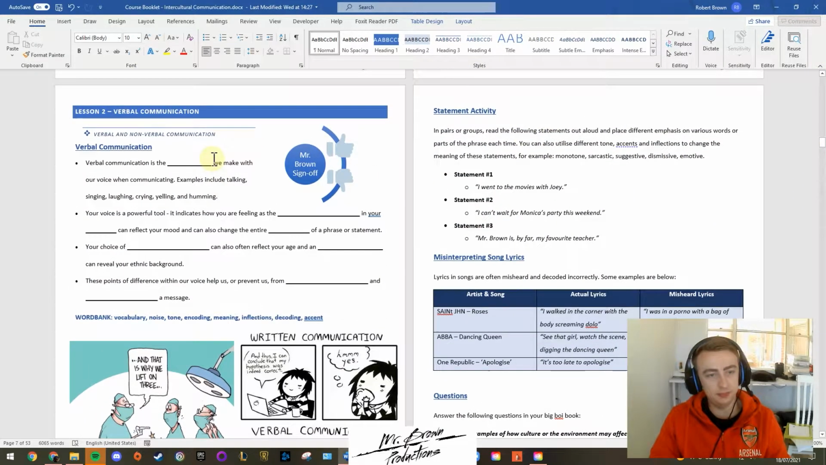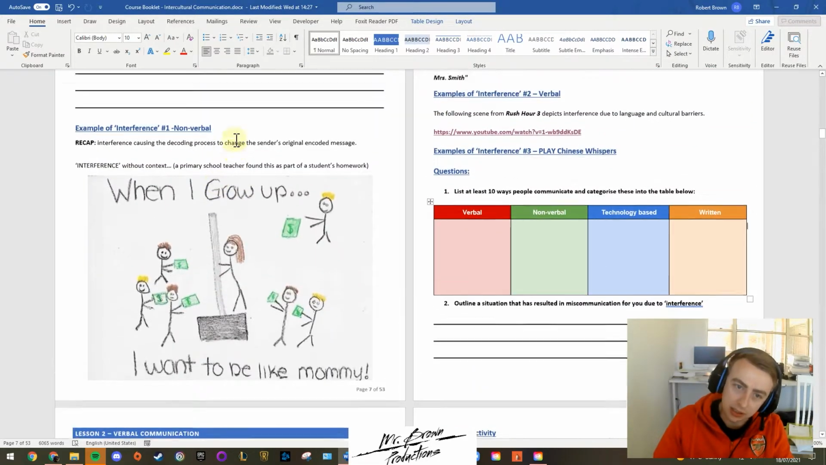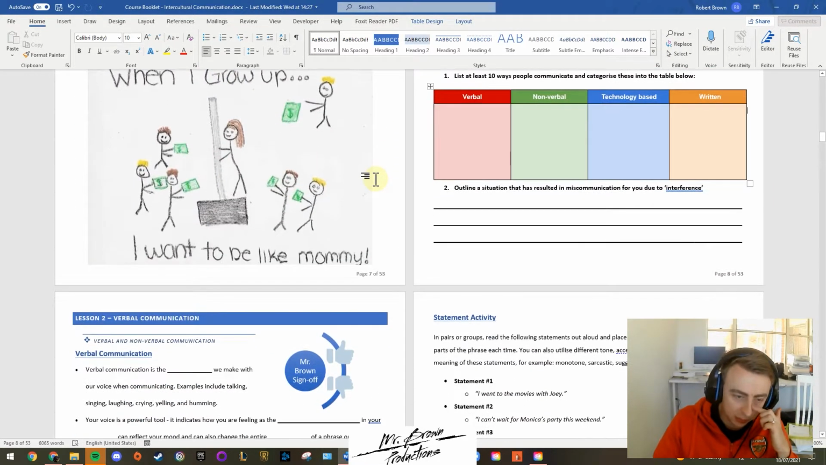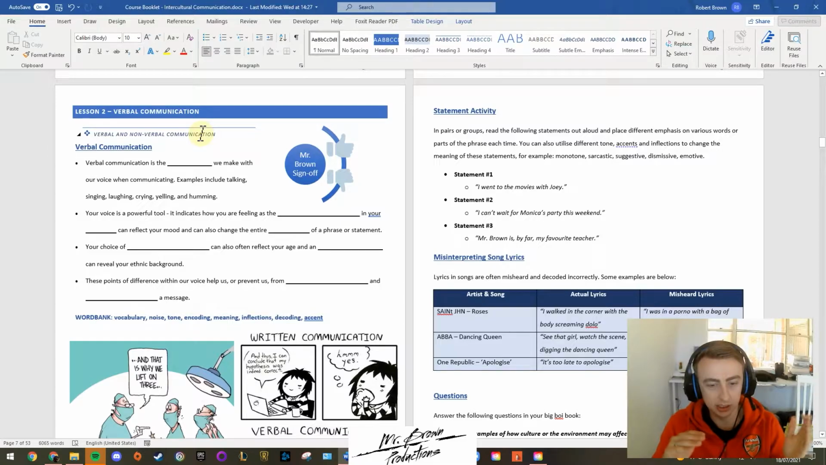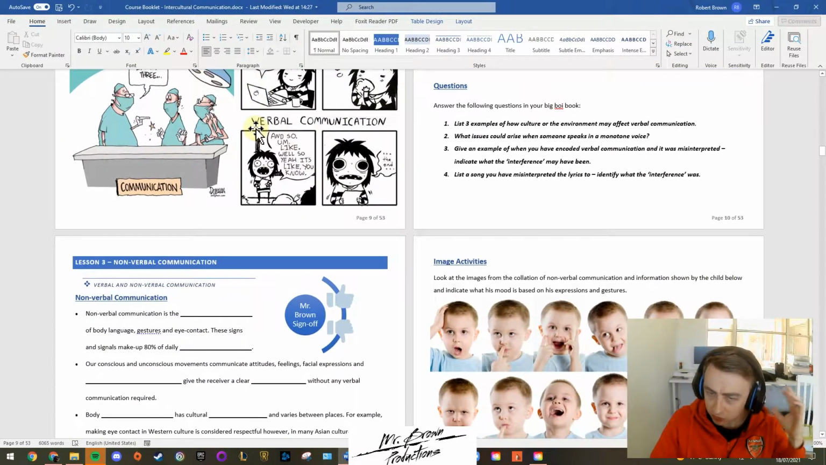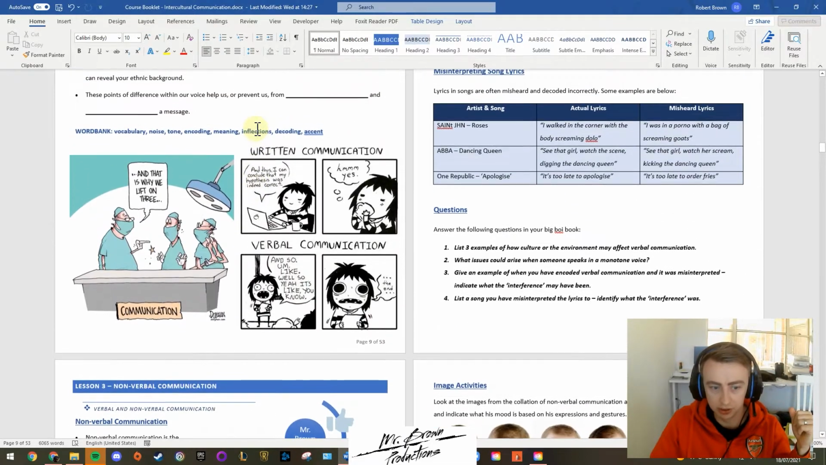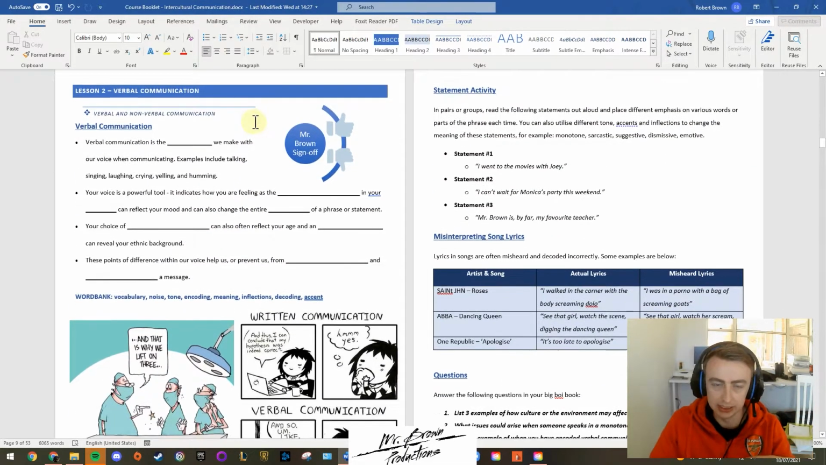So now that we've outlined communication and the process of communication, what we're going to look at now is the next syllabus dot point: verbal and non-verbal communication. We're going to spend a lesson on verbal communication, and then probably 2 to 3 on non-verbal communication, and we'll go from there. So today's lesson is going to focus on verbal communication.